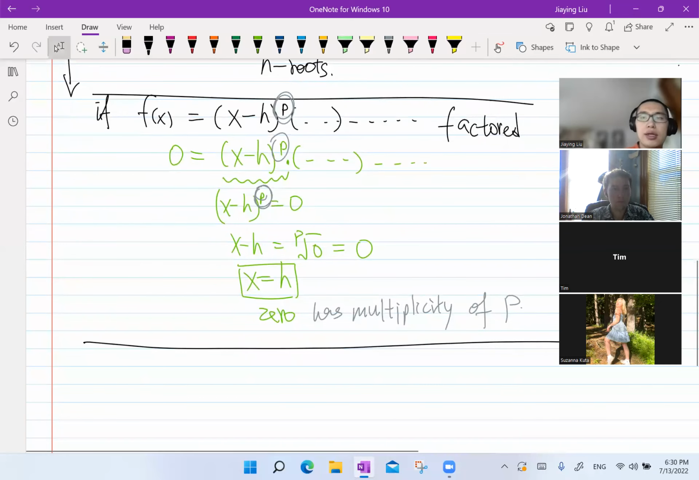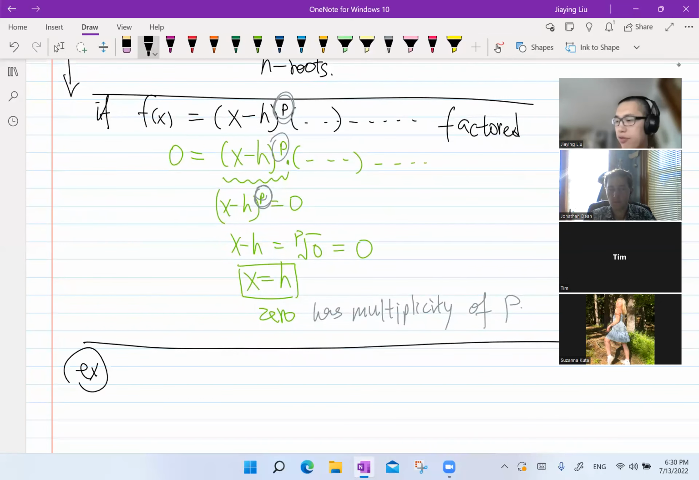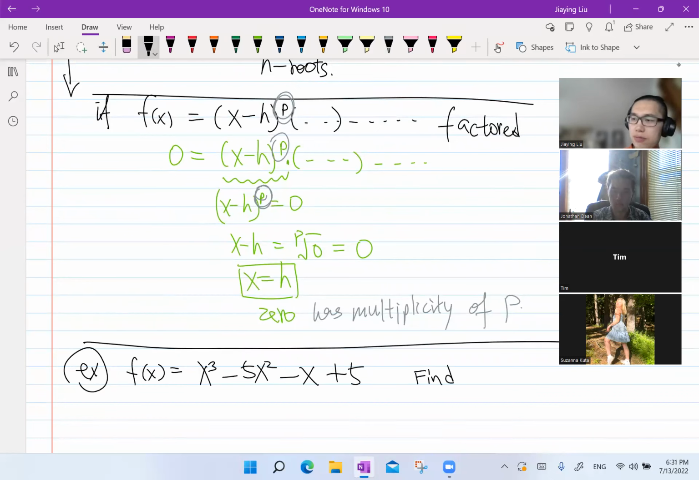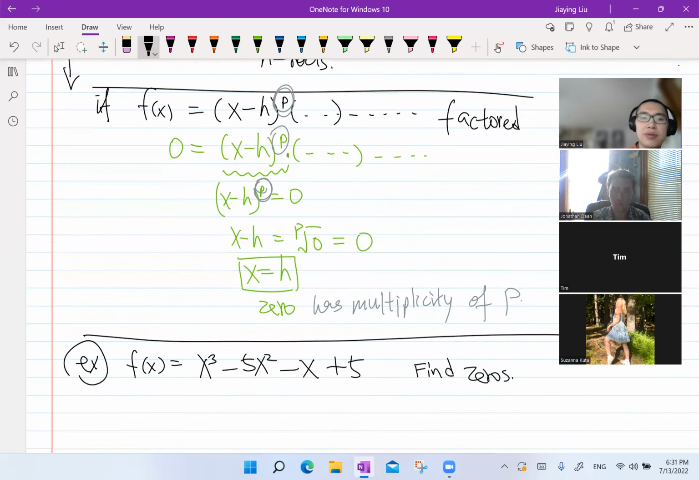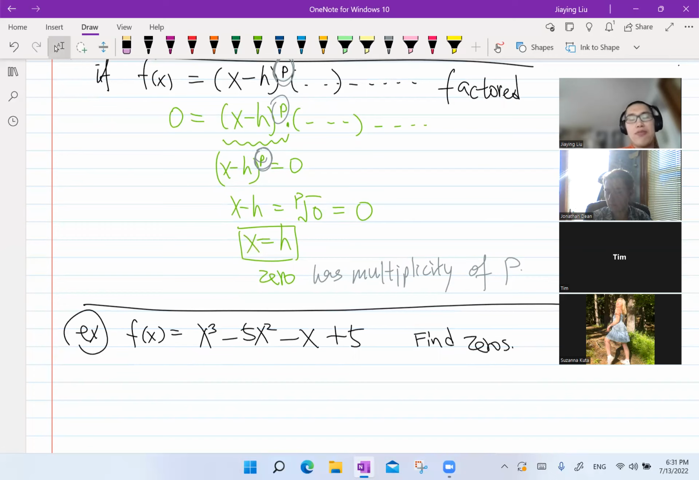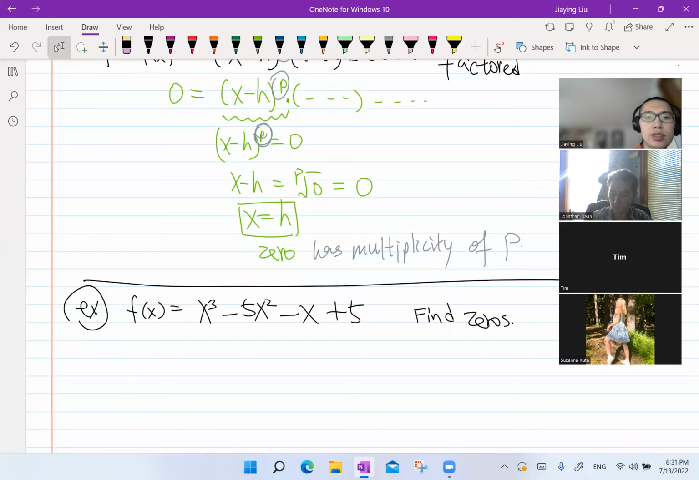All right, the next example I have, if you don't have any questions, is f of x equals x cubed minus 5x squared minus x plus 5. Again, we're going to find the zeros. So if we want to find the zeros of this example, we're probably going to try to factor because that's probably the technique that we know.